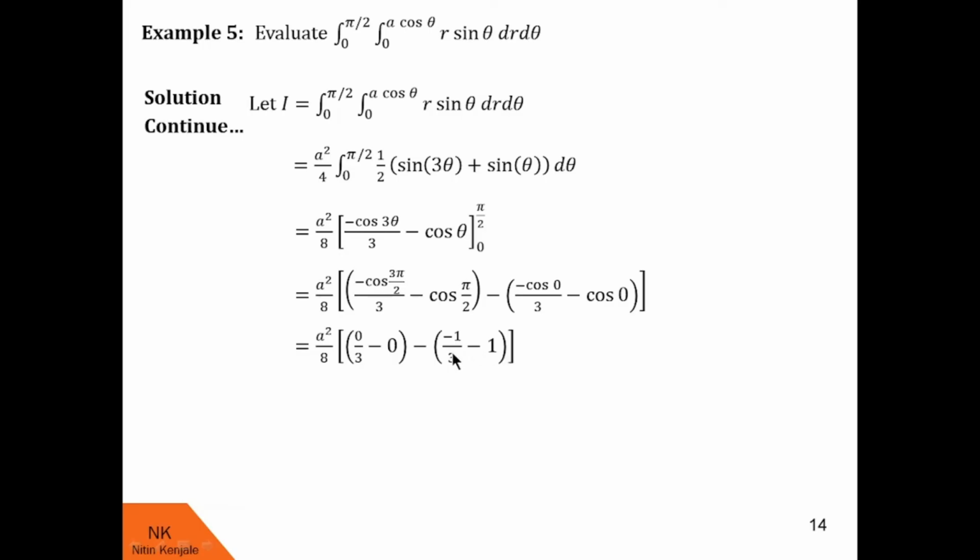So we have 1 plus 1 by 3, that is 4 by 3 into a square by 8. Since 4 2s are 8, so this 4 gets cancelled. Here we will have 2 into 3, 6. So a square by 6 is the value of the given integral. Now let us see next and the last example.